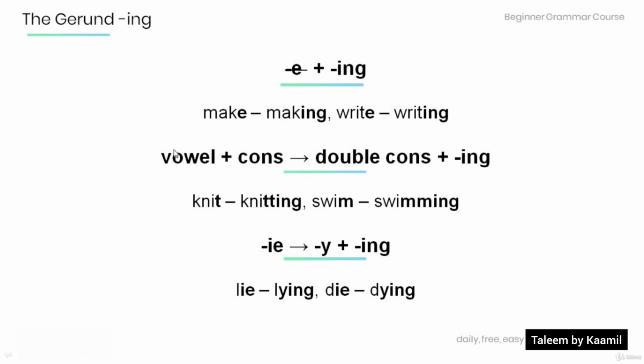And when a verb ends with a vowel plus a consonant, we double the consonant and add -ing. For example, knit, knitting, swim, swimming. And when a verb ends with ie, we turn it into y, then add -ing, as in the following example. Lie, lying. Die, dying.